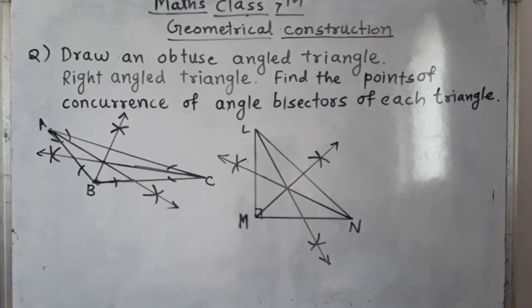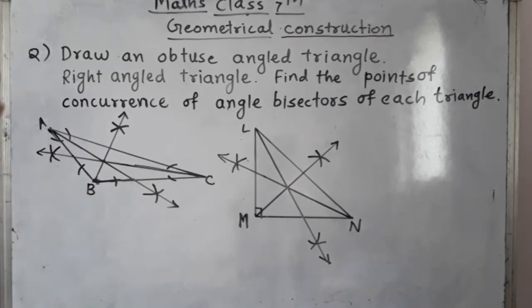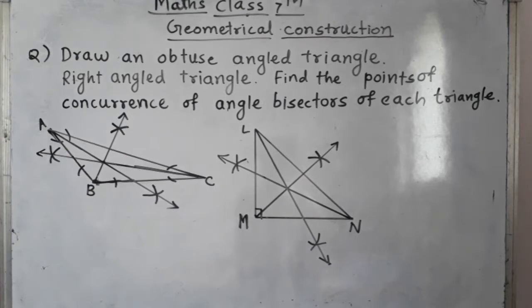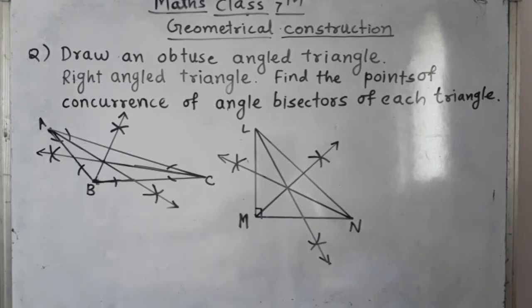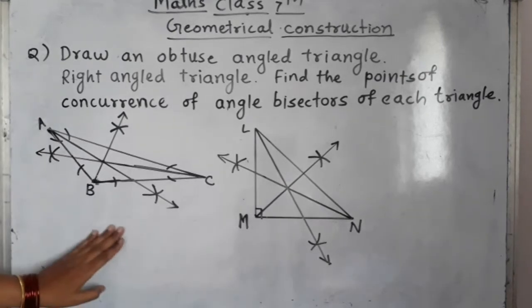In our today's lecture, we are going to see geometrical construction. Let us see this question. Draw an obtuse angle triangle, a right angle triangle. Find the points of concurrence of angle bisectors of each triangle. See, these are the figures.